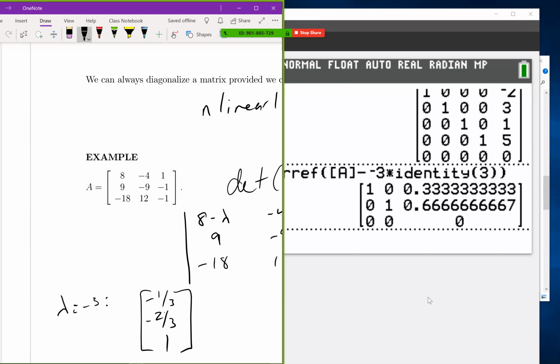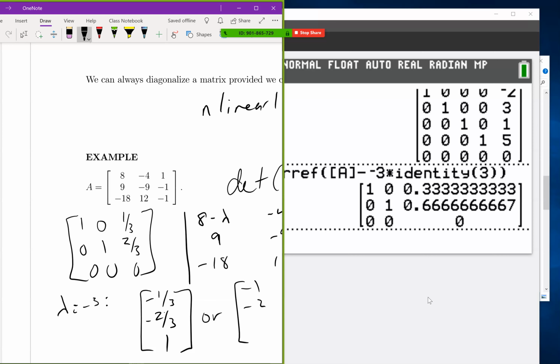I know this because, again, just to write this down since the calculator is not on your screen right now, we had 1, 0, 1/3, 0, 1, 2/3, 0, 0, 0 for our reduced row echelon form. Now again, if you don't like fractions, I could multiply everything by 3 here and still have an eigenvector. Still works. Okay. So this gives us our first eigenvector.